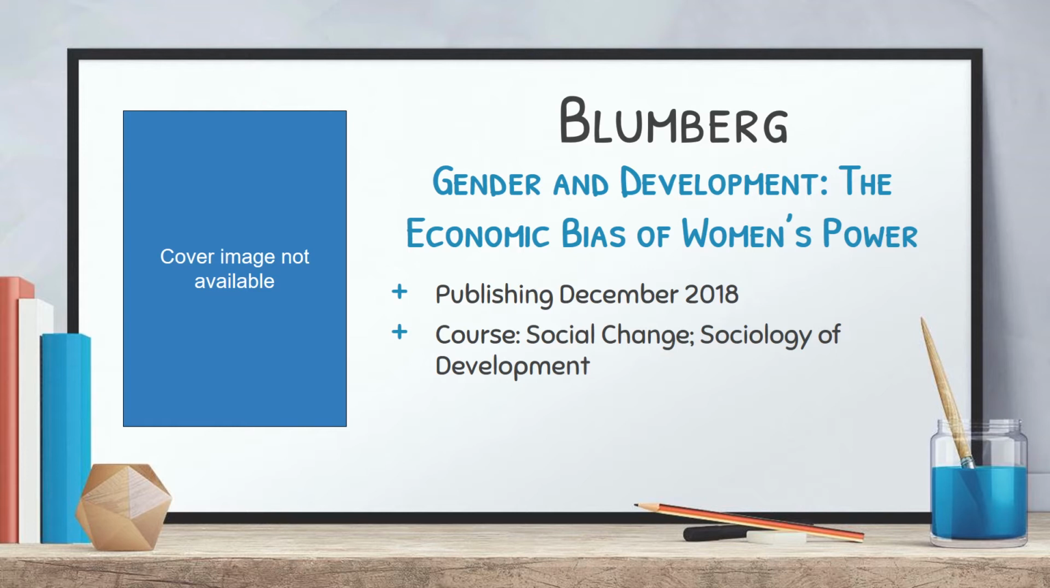Bloomberg's Gender and Development is a new title publishing in December. It is aimed at upper division undergraduate and some graduate level courses in departments of sociology, developmental sociology, political science, or international studies. Typical course names that Bloomberg might fit into include Gender and Development, Women in Development, Women, Globalization and Development, or Global Social Trends.